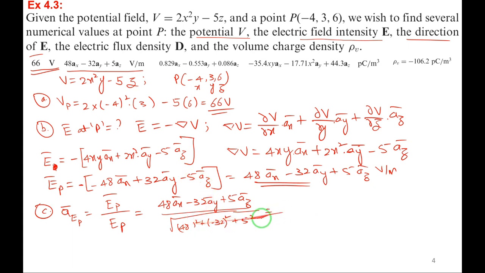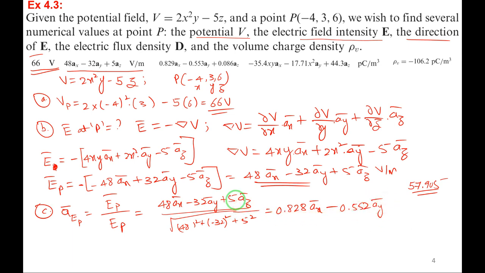So this root of something I will be getting as 57.905, this denominator. So we will divide and write it: 48 divided by 57.905, I am getting 0.829 ax, minus 32 divided by 57.905. So I am getting minus, this minus sign as it is, 0.552 ay.